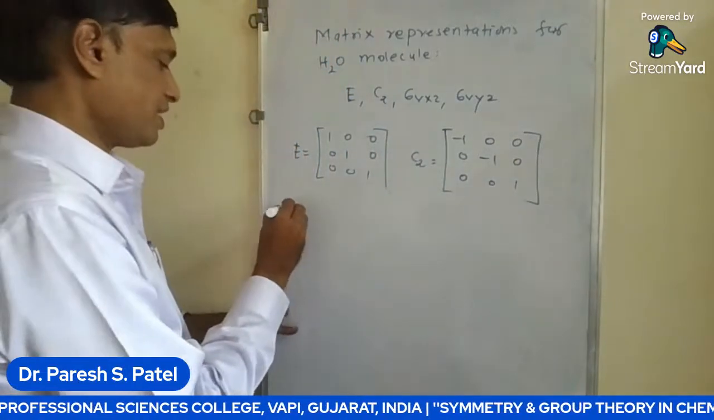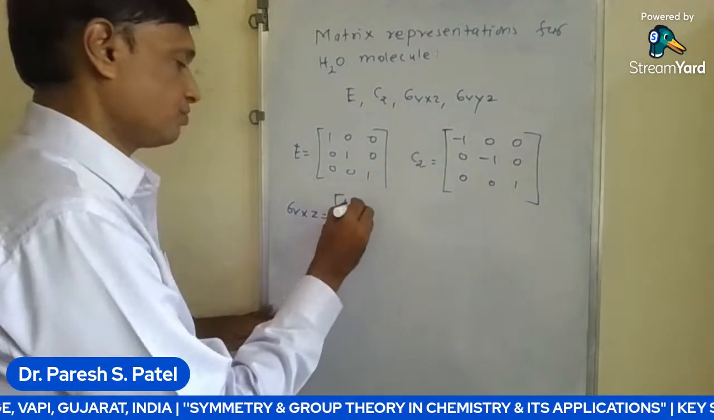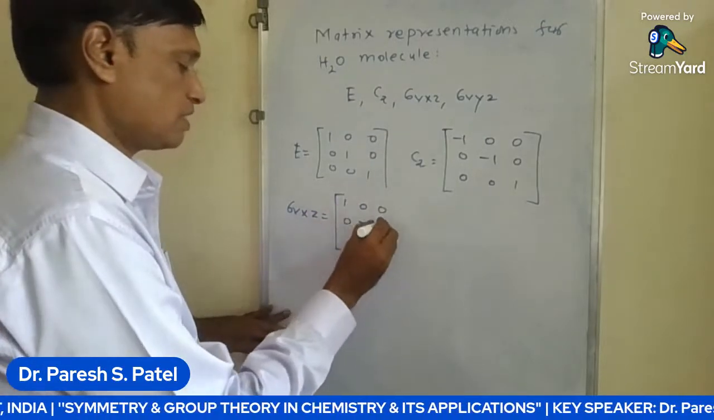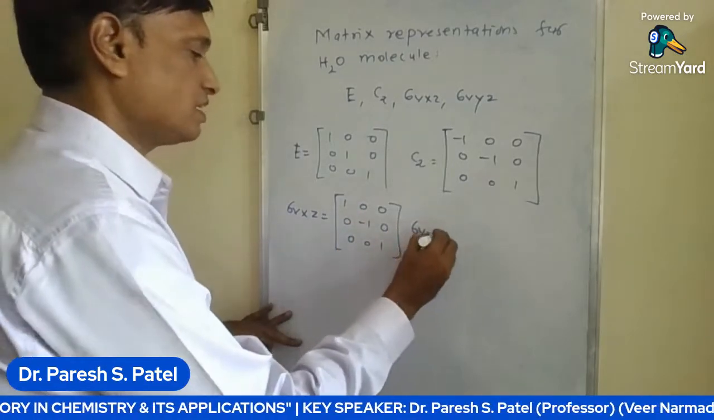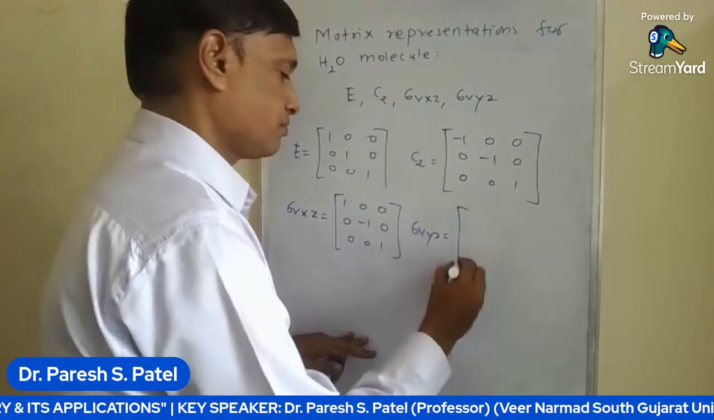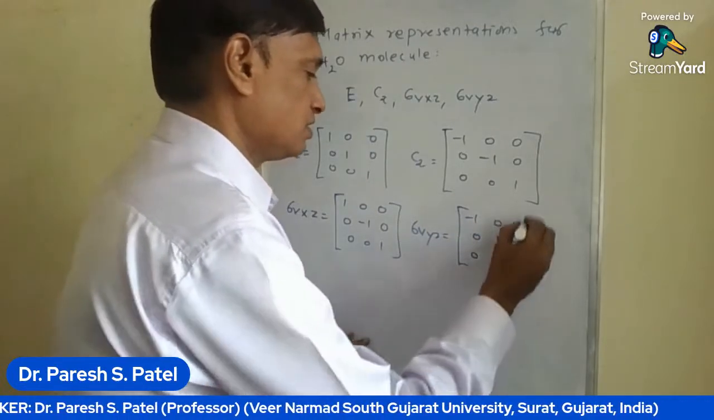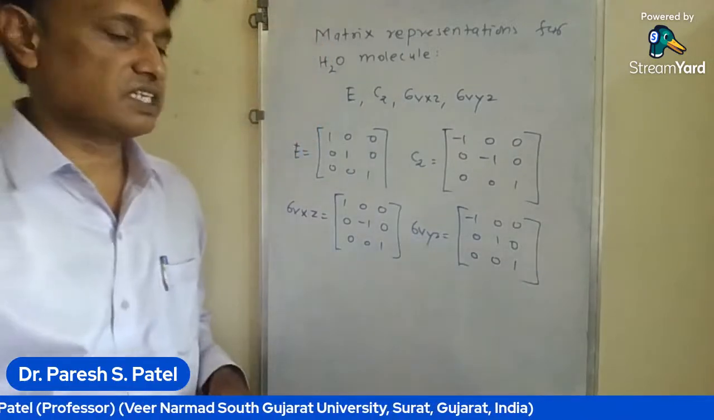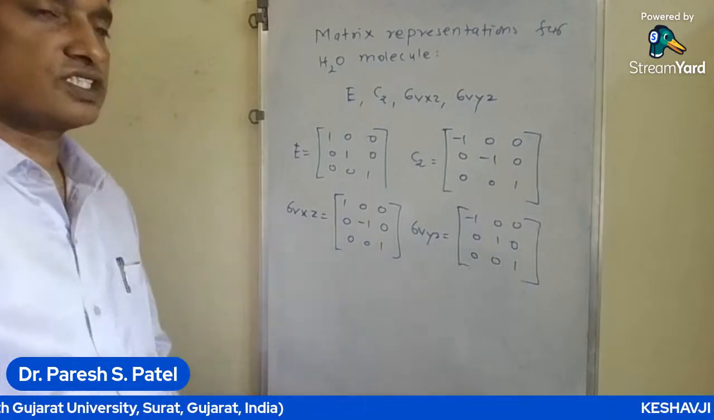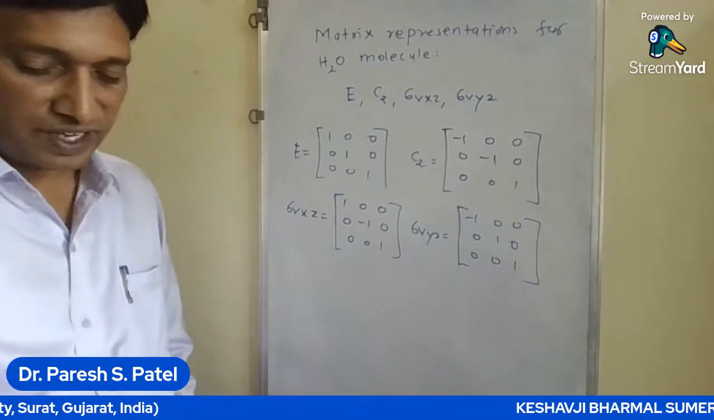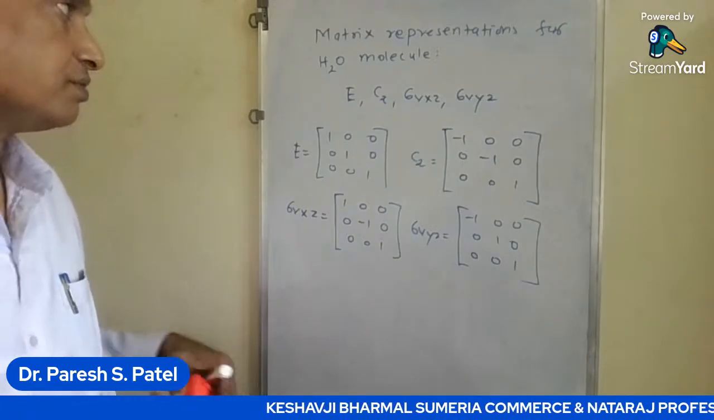Now sigma v xz is equal to 1 0 0, 0 minus 1 0, 0 0 1. Sigma v yz is equal to minus 1 0 0, 0 1 0, 0 0 1. Okay, so these are the matrix representations for the water molecule, or we can say matrix representations for identity, C2, sigma v xz and sigma v yz for the water molecule.